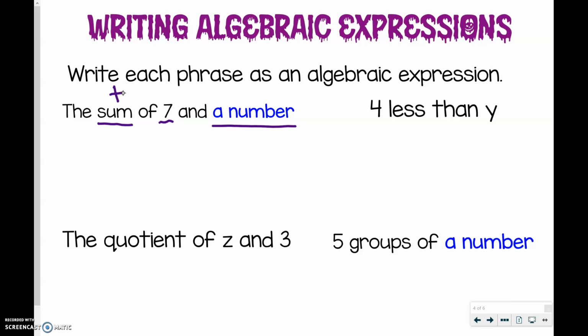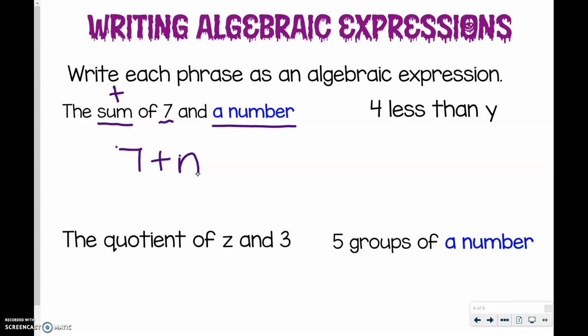And we're just going to show 7 plus whatever that number is. I'm going to use n this time. So 7 + n is showing the sum of 7 and a number. That's what that expression would be for that phrase. Okay, let's try another one.